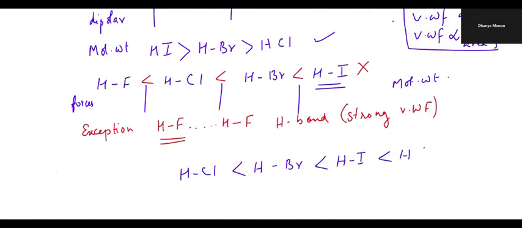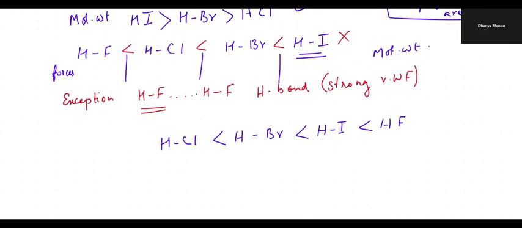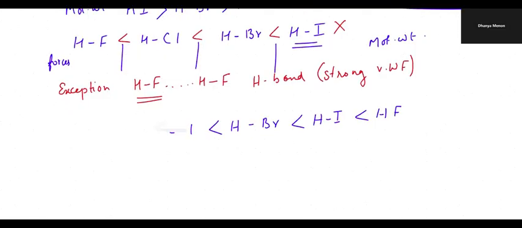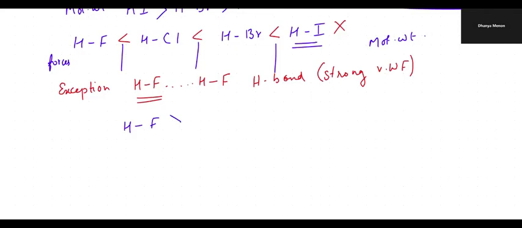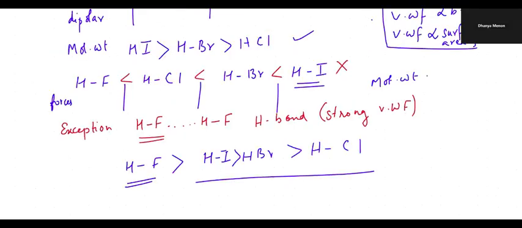Or rather, HF has the highest van der Waals force, and then HI, then HBr, and then HCl. I hope I'm clear. Why this discrepancy? The order is the same as the previous one, but HF has the highest because of strong hydrogen bond, which we will be learning. That video is also coming soon.